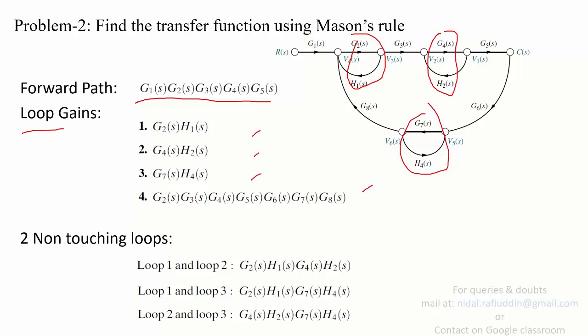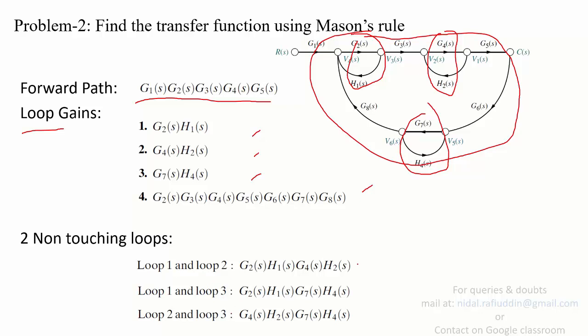Now from these four loops, you'll have to identify which of them are non-touching. It's clear from the figure that the largest loop among these four is touching all the loops, except for that large loop. The three loops seem to be non-touching. So you have three pairs of two non-touching loops. Loop 1, loop 2 are non-touching, loop 1, loop 3 are non-touching, and loop 2 and loop 3 are non-touching. So there are three pairs of non-touching loops.